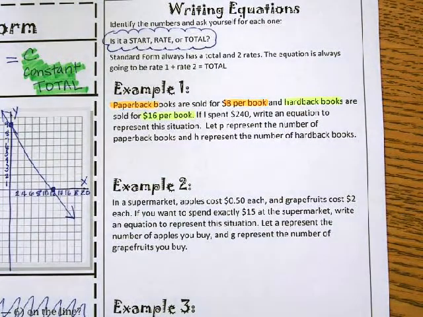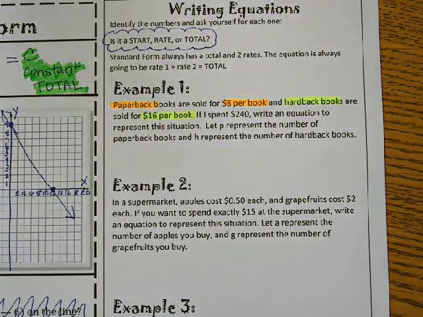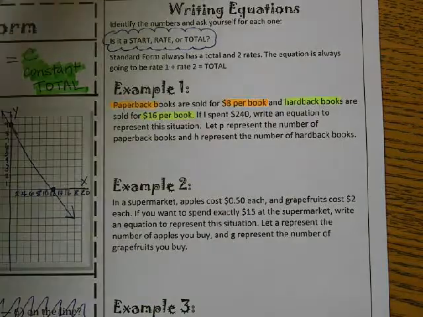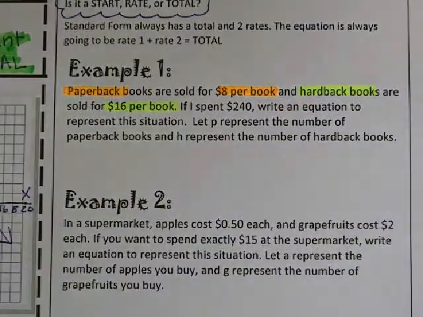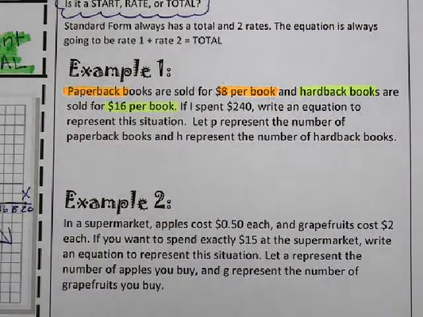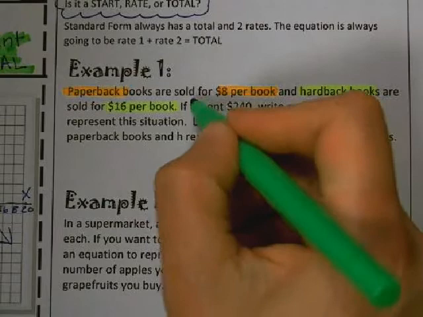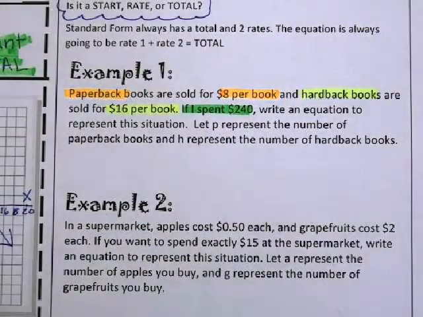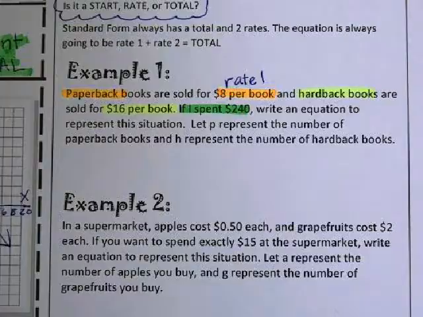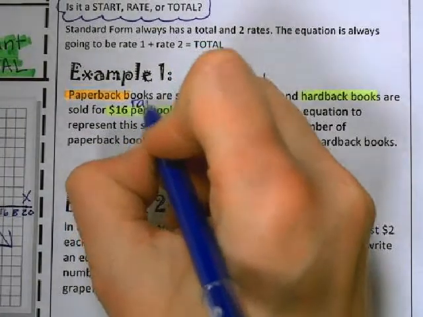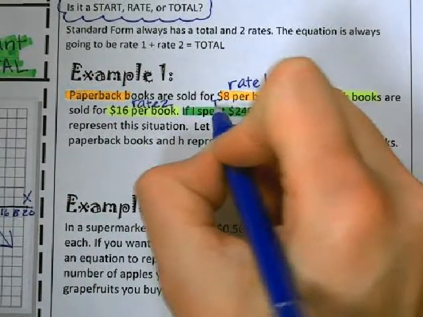Both of those numbers are rates. Okay? And then it says, if I spent $240, well, that's a total amount that I spent. So I would make that a total. So we have rate 1, and then we have rate 2, and then we have a total.